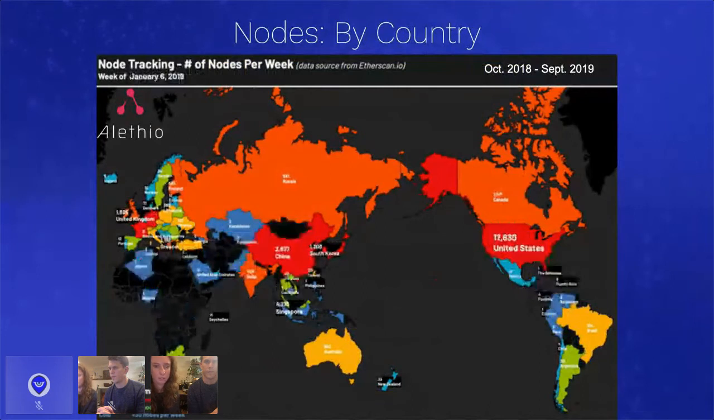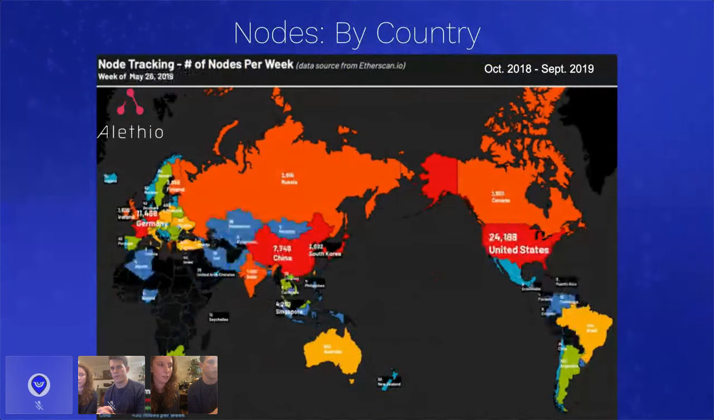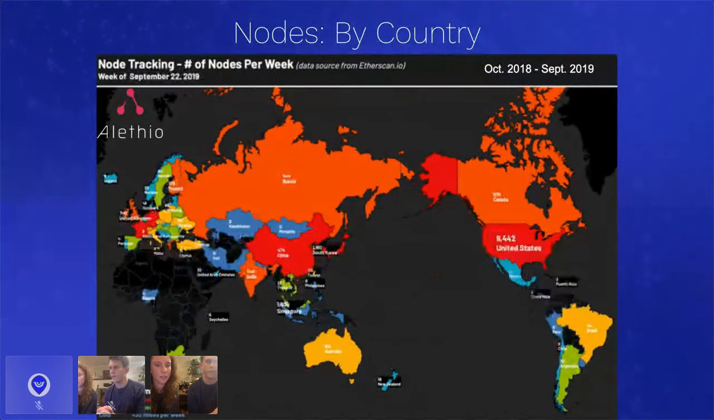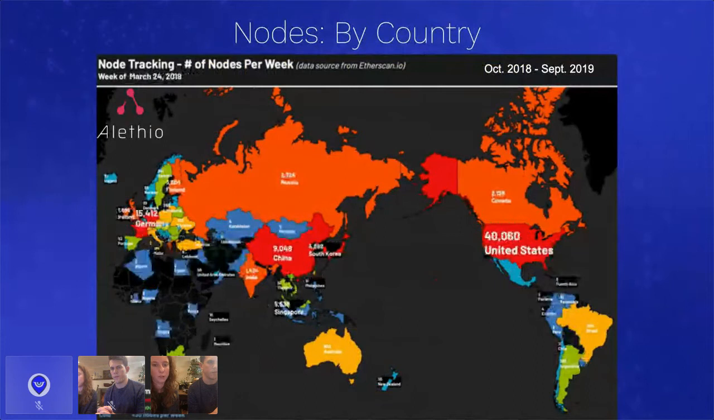So in general, we see some bare areas that stay pretty consistently bare, especially in Africa and parts of the Middle East. Of the countries that have maintained nodes over time, we're seeing fairly uniform fluctuations rather than random spikes or drops in particular jurisdictions.